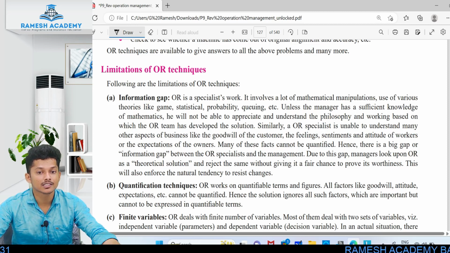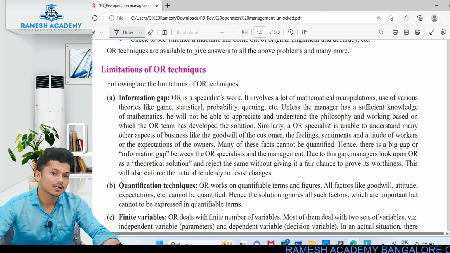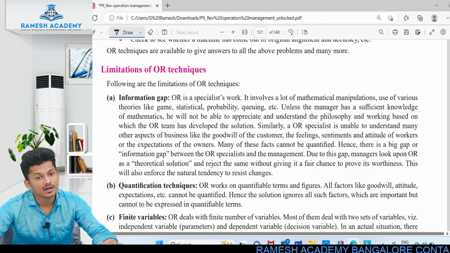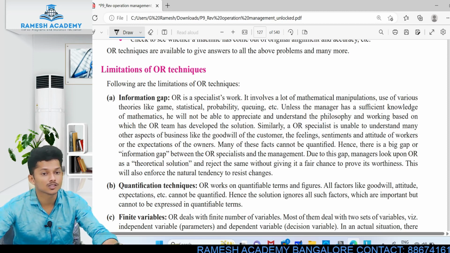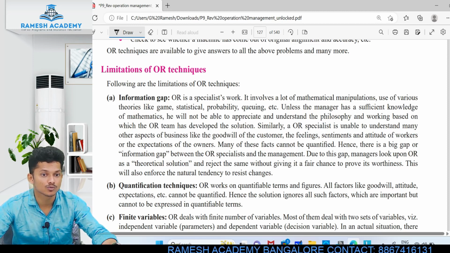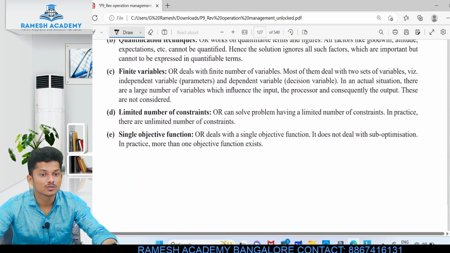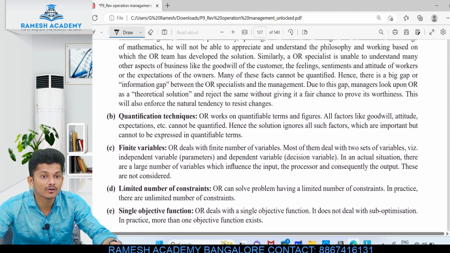Okay, limitations of OR techniques. Let it be any topic, let it be anywhere. As there are disadvantages, there will be limitations also. There will be disadvantages too. Only 5 disadvantages are being given.